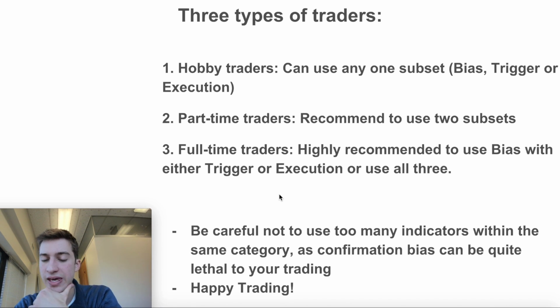And finally, be careful not to use too many indicators within the same category, because this could lead to confirmation bias, where let's say RSI goes oversold, MFI goes oversold, CCI goes oversold, stochastics go oversold, and it looks like there's a 99% chance of price going up from there. That might be an issue because you're using too many indicators of the same category. It might be best to just look at different kinds of indications to find if it's a high probability setup.